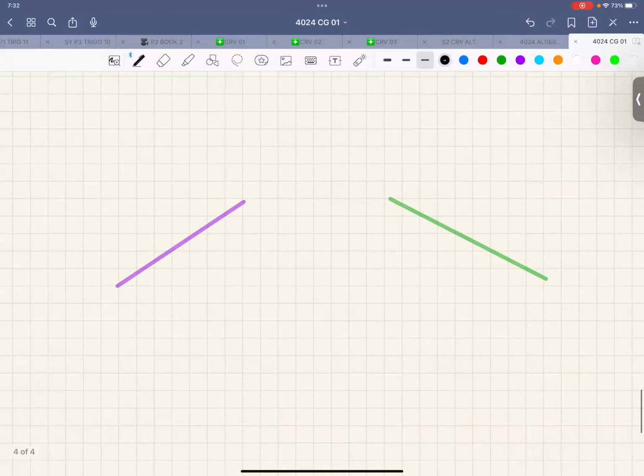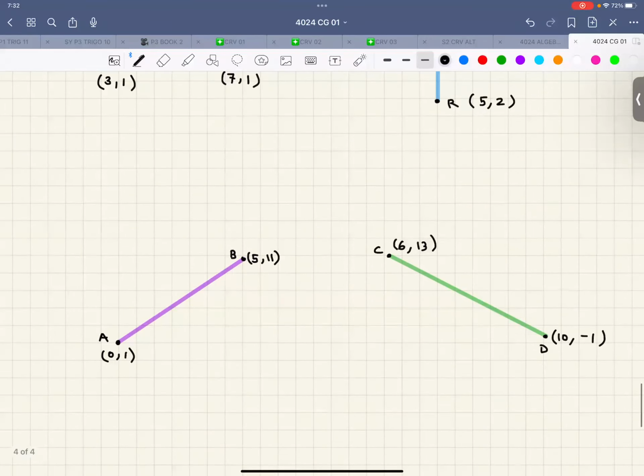Over here, let me label this thing as 0, 1. And this is 5, 11. Over here, let me label this thing as 6, 13. And this is 10, negative 1. So let me label this thing as A, this is B, this is C, and this is D over here.